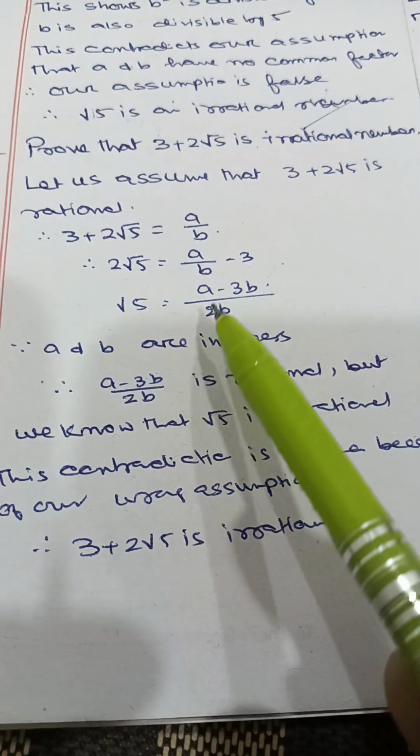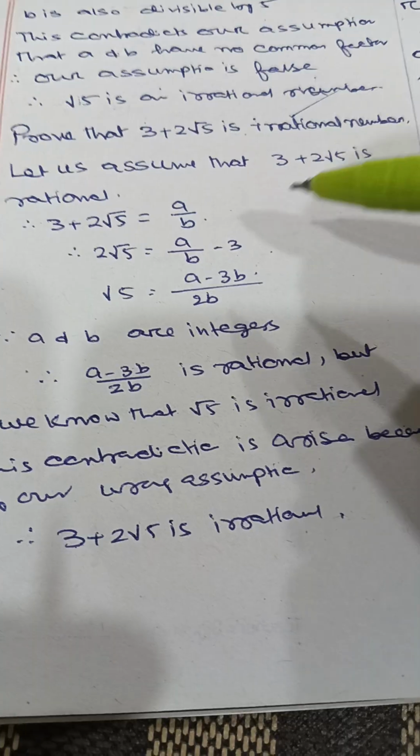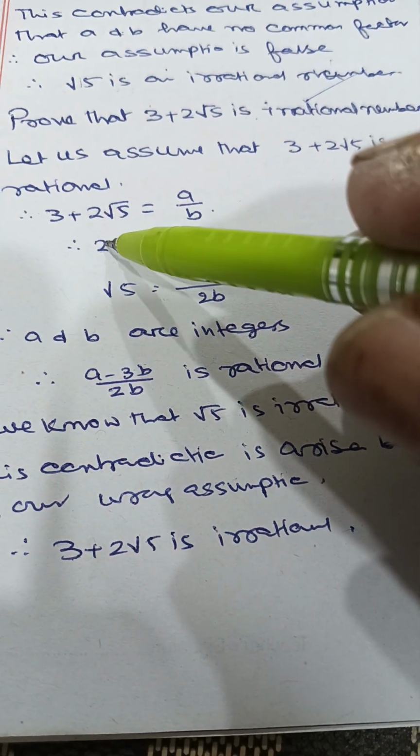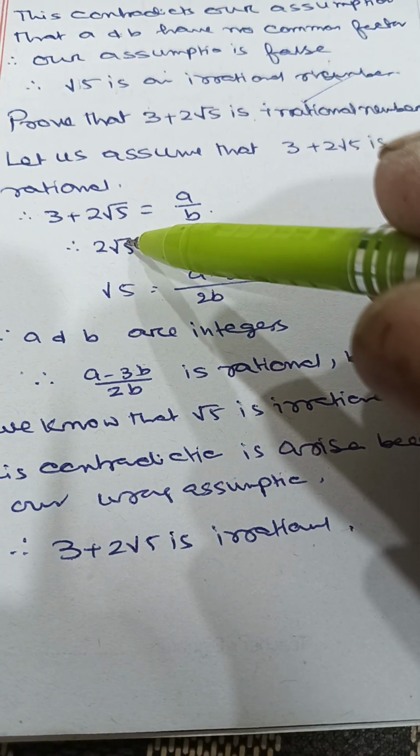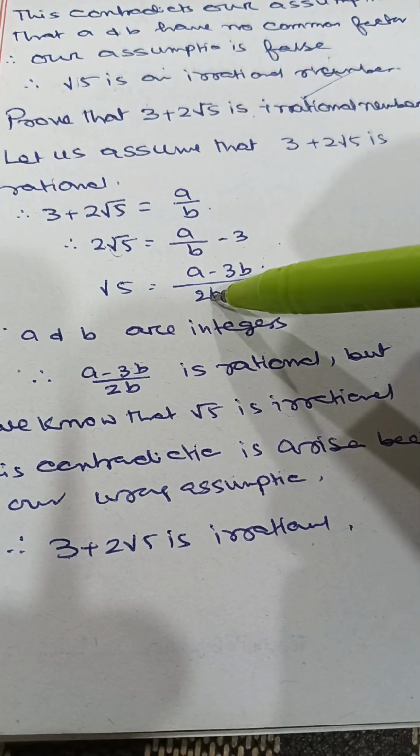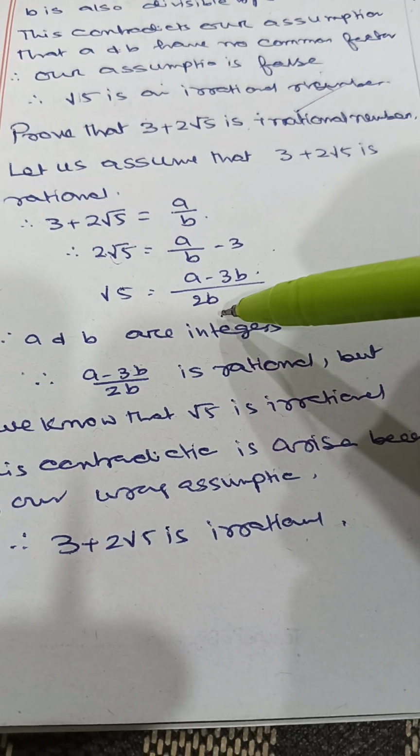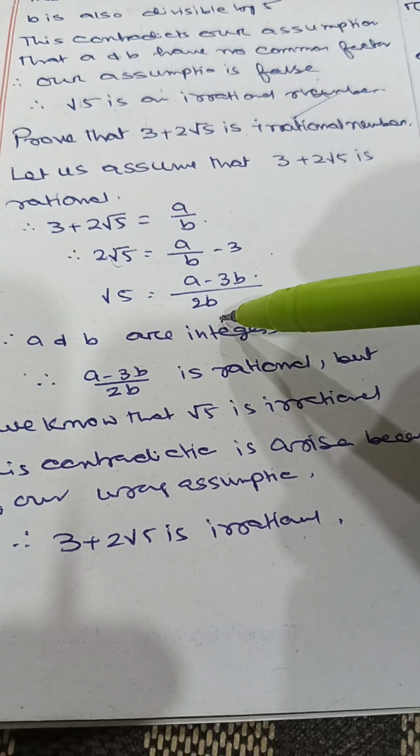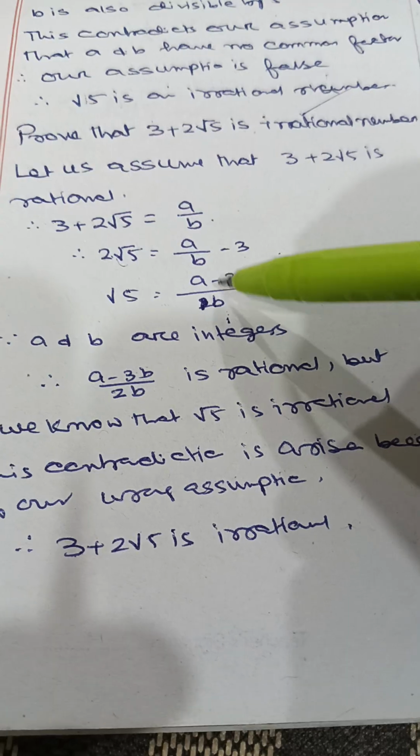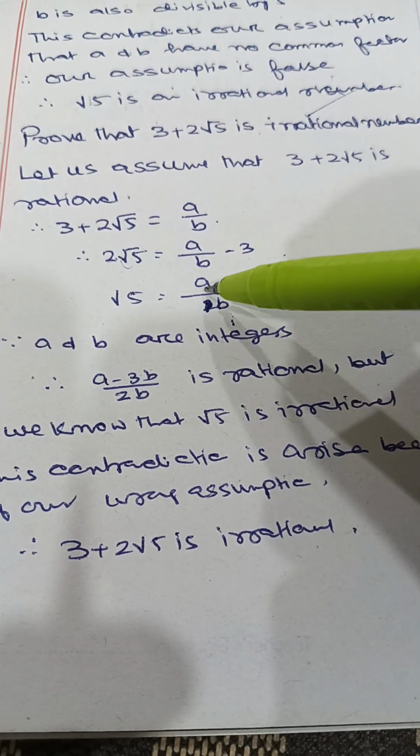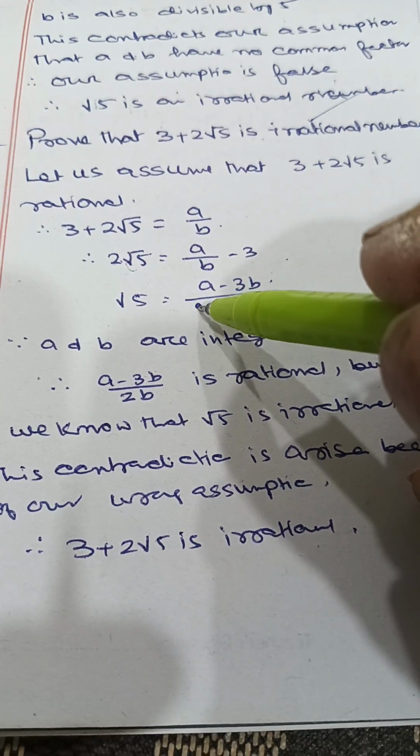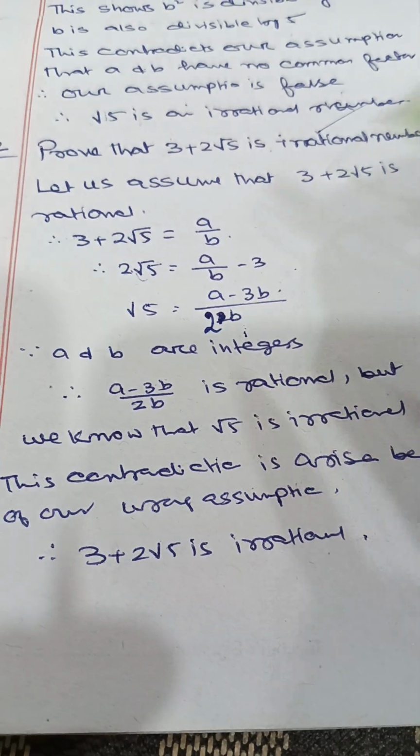So minus 3. I have taken LCM here. LCM will be b. Oh, sorry. We can write here 2 root 5 is given, so I have written here root 5, and this 2 will come here, so 2b will be there. Before that, I have actually taken LCM b. So when b is taken as LCM, it is a minus 3b. Now when I have written root 5, it should be 2 here. So a minus 3b by 2b.